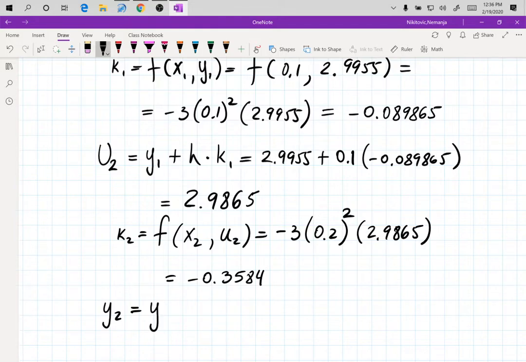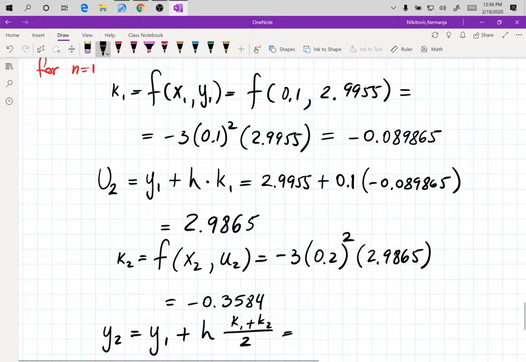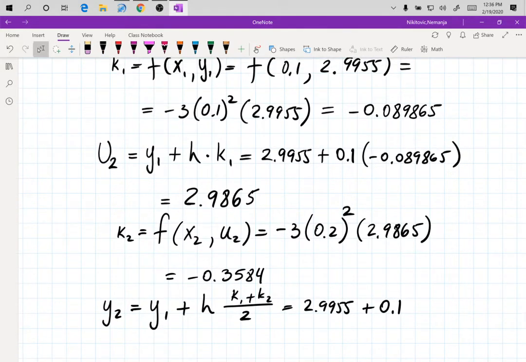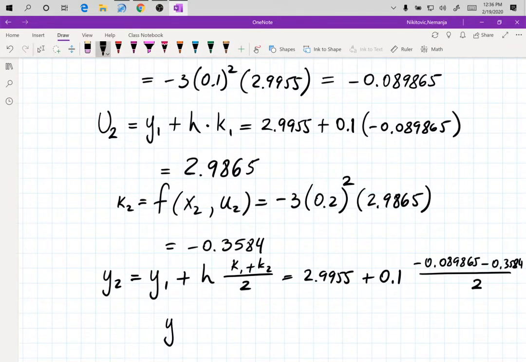Y2 is going to be Y1 plus h, step size h, times the average of K's. Our Y1 is the good old Y1 from before, 2.9955. There we go. Plus step size h of 0.1. And now we get to average our K's. So that's going to be negative 0.089865 minus the 0.3584 divided by 2. And that gives us our Y2, which is the value that goes in a chart.